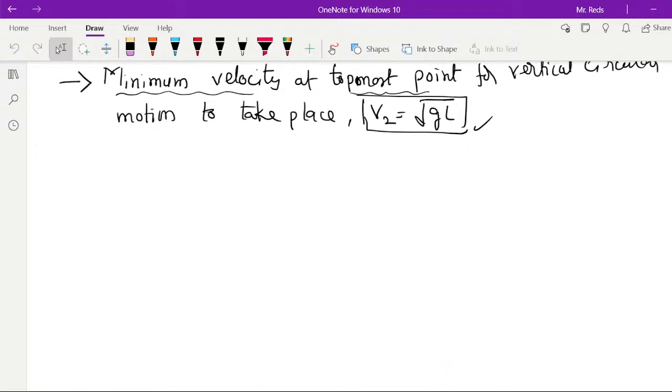Right. Okay. Let me give you quickly the briefing of a few points related to this vertical circular motion part.